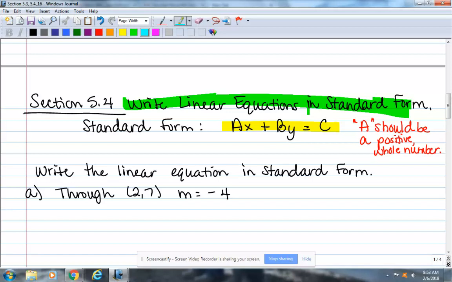And this one's going to take a little bit longer than point slope form did, and we're actually going to use point slope to help us out.